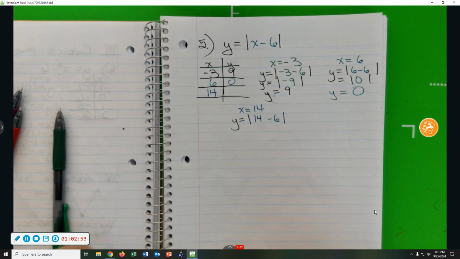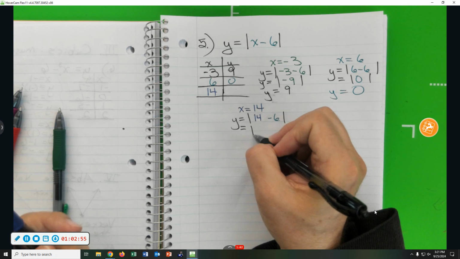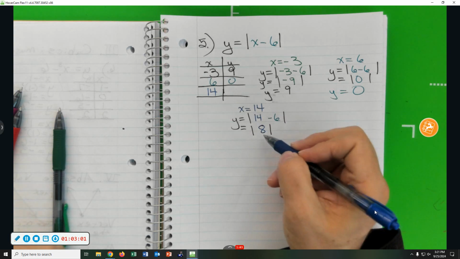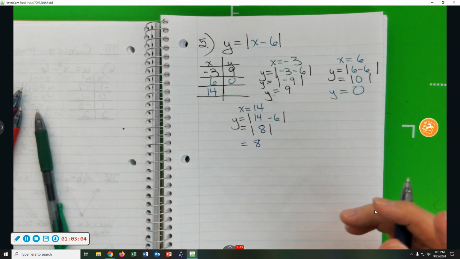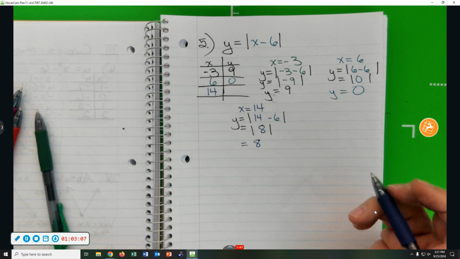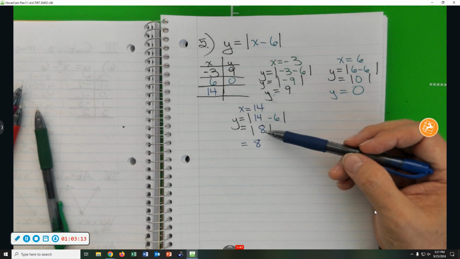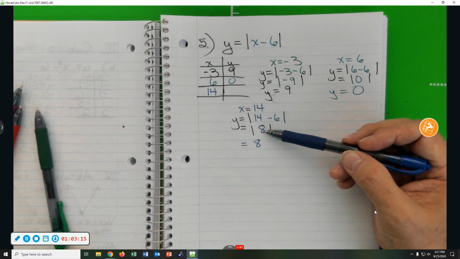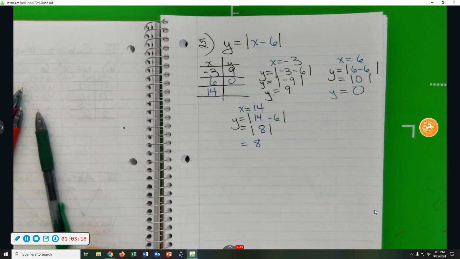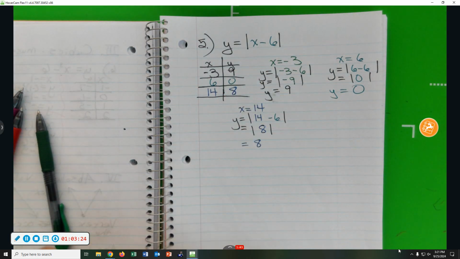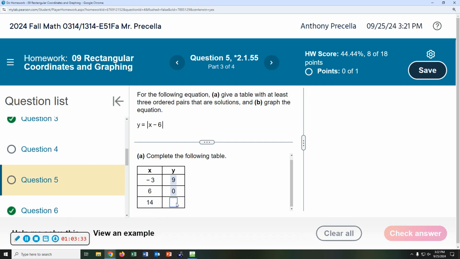How far is 8 from 0 on the number line? 8 units. The absolute value of 8 is 8. The absolute value of -8 is still +8. The absolute value is not negative. You're asking yourself, how many units from 0 is 8? And if you started counting, it'd be 8 units. Any questions there? Punch that one in. 8.